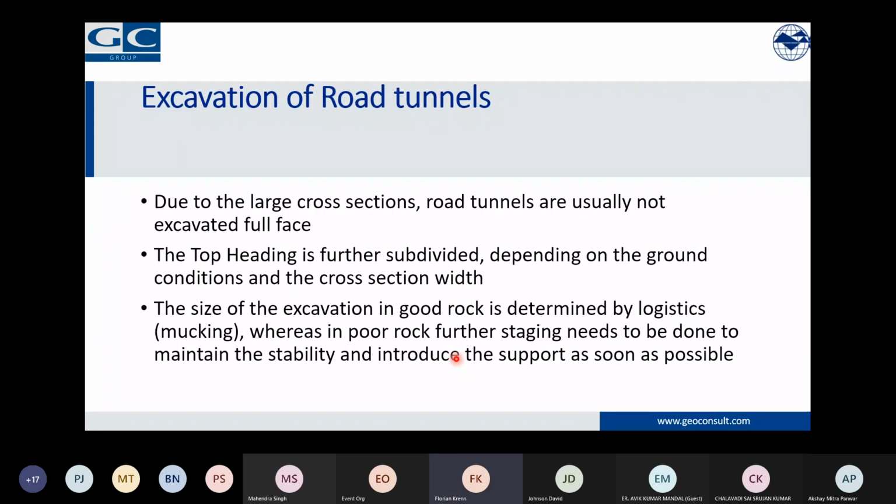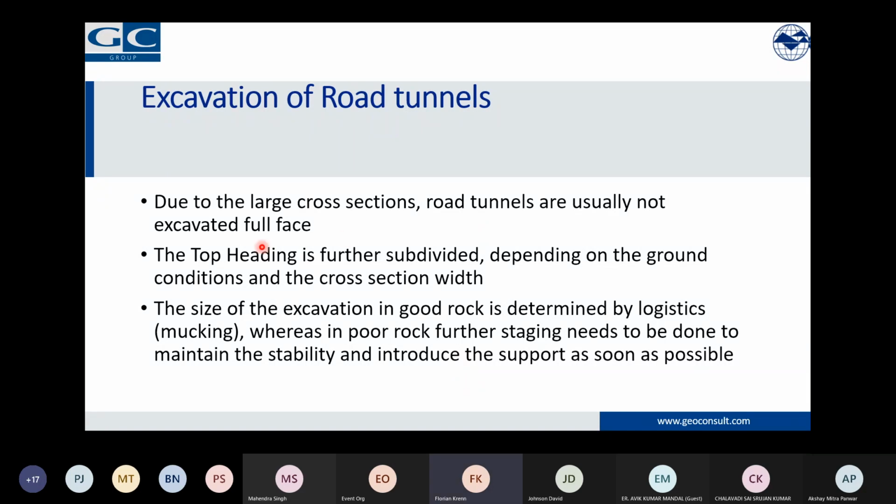So now, coming to another thing that is influenced by rock mechanics and that influences also the behavior of the rock mass is the excavation. So basically the subdivision of my face. I mean, usually because of the size of the cross section, we cannot excavate full face. Or because of logistics, the tunnel is too high.